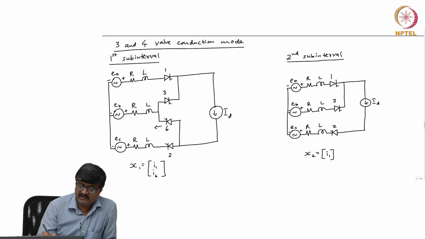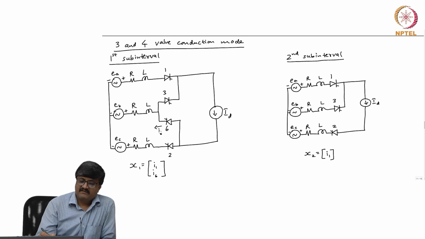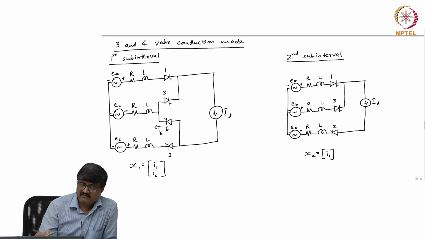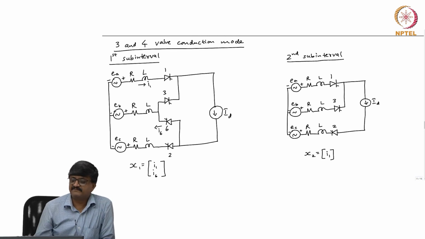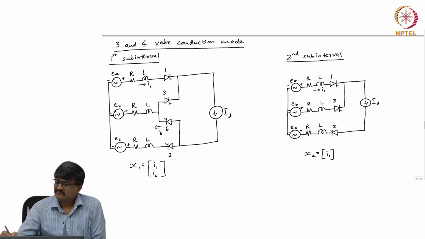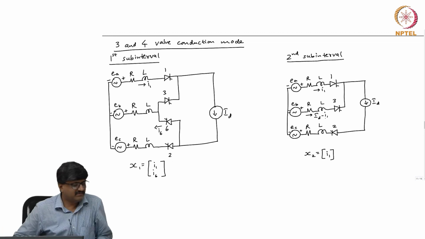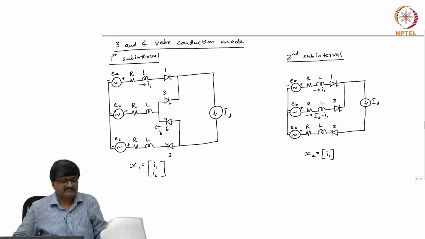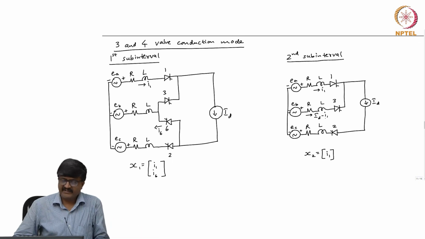So, I have I 6 as an element of x 1 and there is I 1 here. So, here I have I 1 and of course, this is I d minus I 1. So, you got x 1 and x 2.